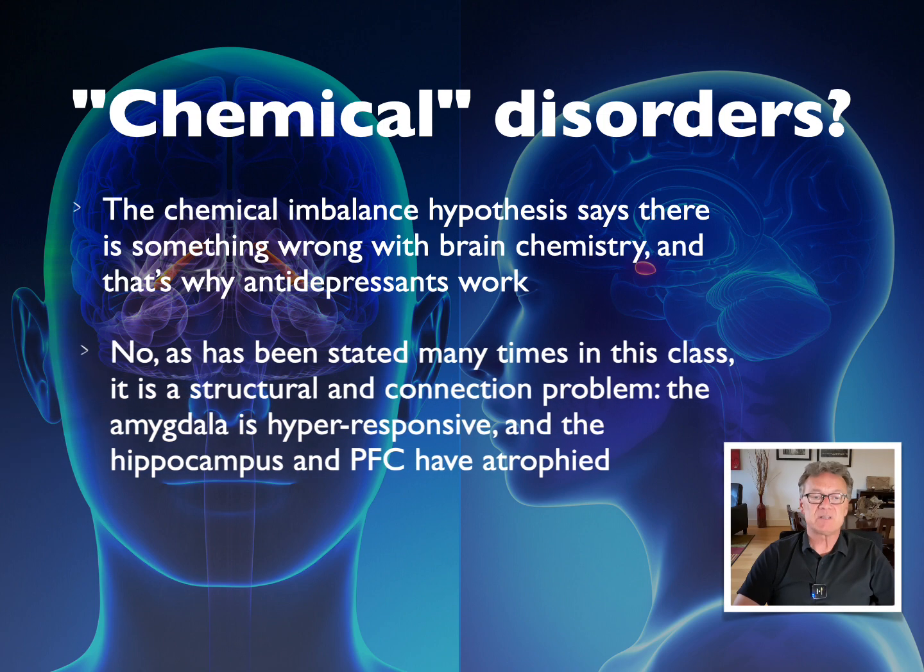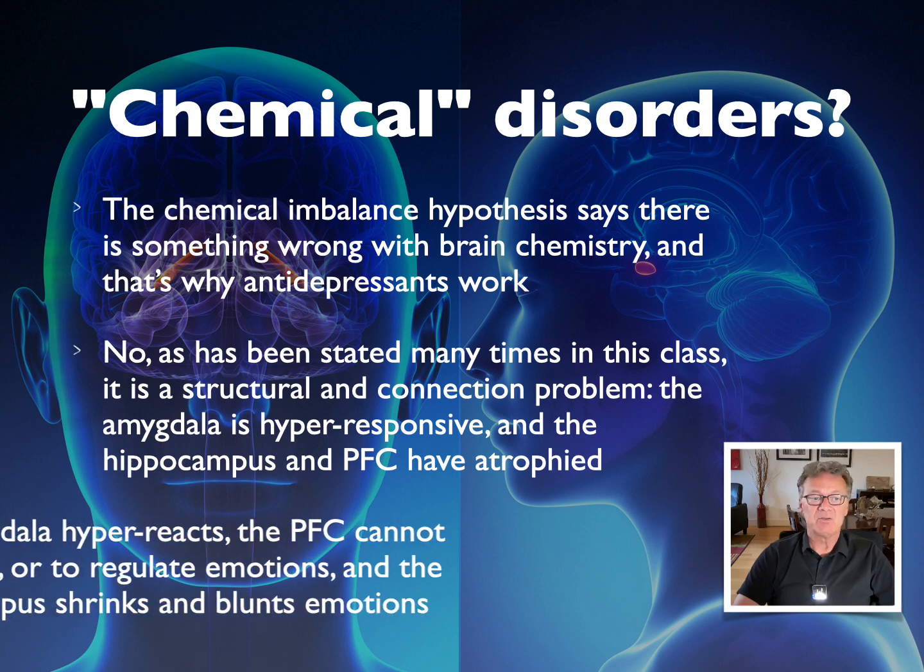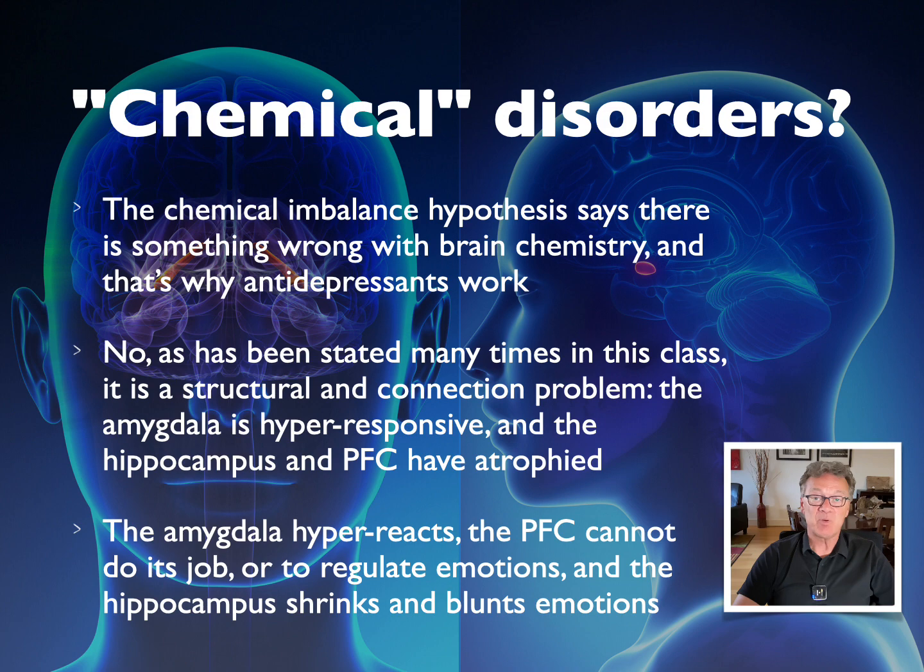Like I've emphasized so many times in this class, it's a structural and connection problem, or change, actually. The amygdala, for biological reasons, is hyperresponsive, and the hippocampus and the prefrontal cortex have atrophied, again for advantage. In this situation, the amygdala hyperreacts, that's generalized anxiety disorder, and the PFC cannot do its job or regulate emotions, and the hippocampus shrinks and blunts emotions, again for a purpose.